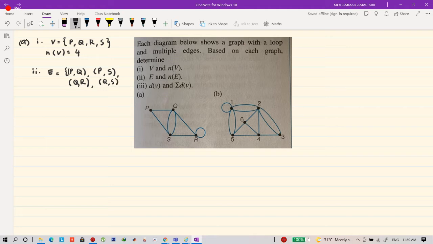Since QS ni adalah multiple edges, so it is written 2 times. So tulis dia 2 kali. So QS juga. And then kita ada loop satu which is R. So loop kita yang ini. And then last one kita ada RS.